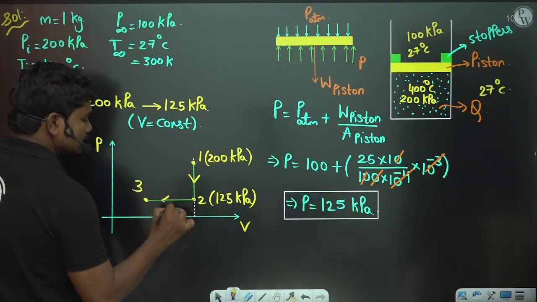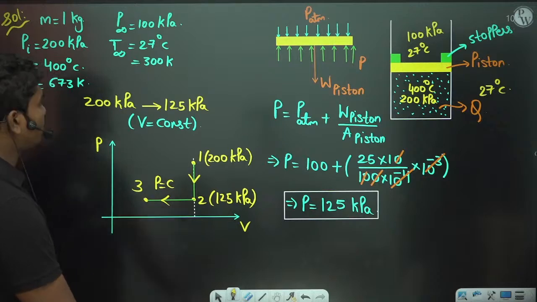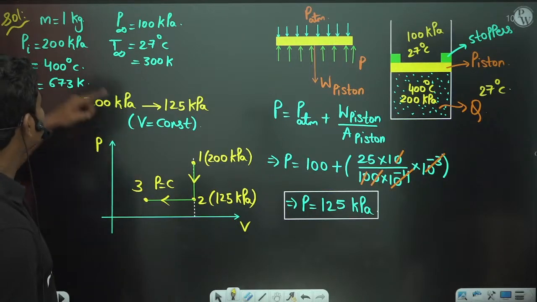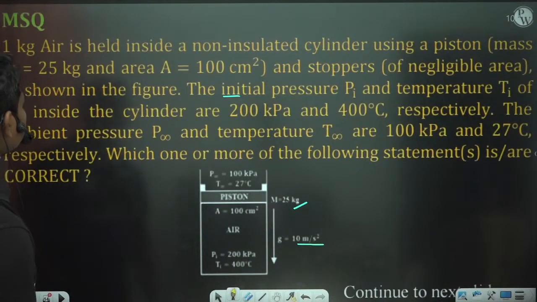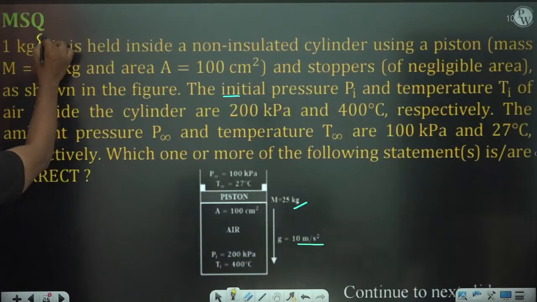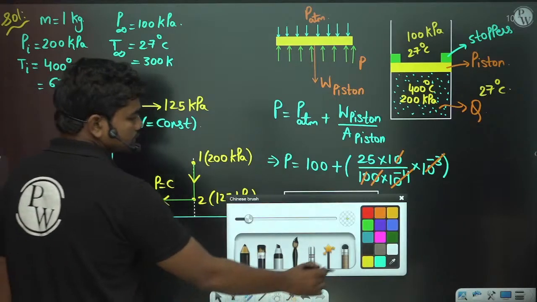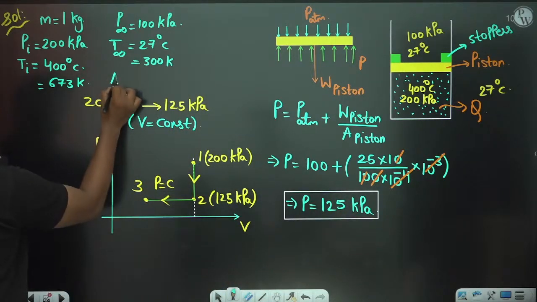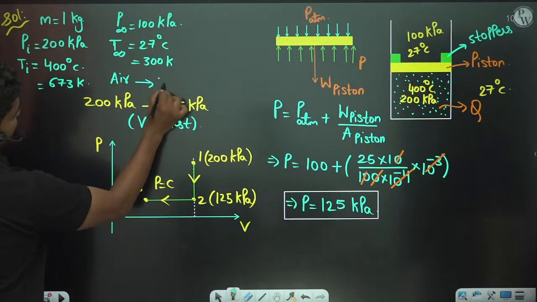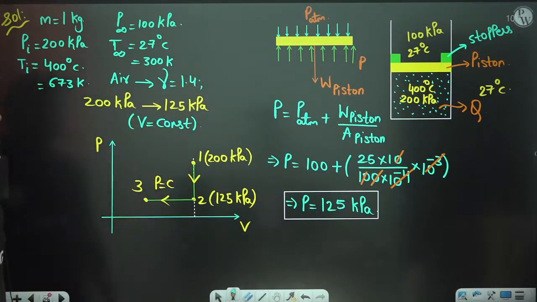So 3, this is a constant pressure process. We don't know what state 3 is yet, but we know one thing. The volume initially is not known, but the characteristic gas constant is given to you. Did they mention it? They have given the substance, this is air, actually atmospheric air, so gamma is equal to 1.4, and Cp, Cv, all the values, wherever required, we can use.